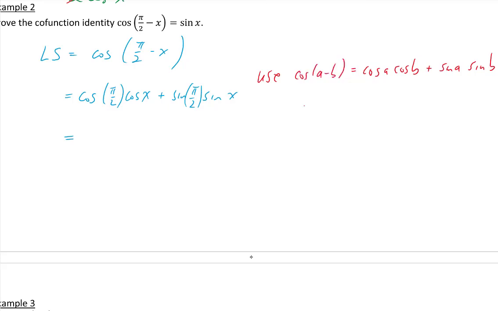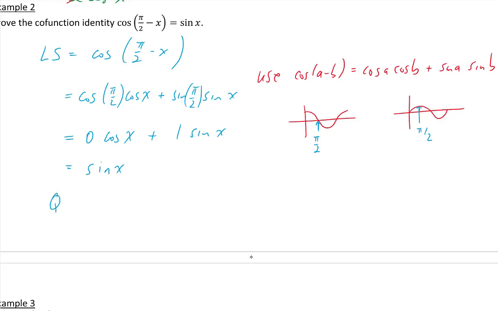So let's look at our graphs for cosine and our graph for sine. And remember, pi over 2 is right here for cosine, and pi over 2 is right here for sine. So I get 0 times cosine of x plus 1 times sine of x, and therefore I get sine x. And we've just proven that the left side is equal to the right side.